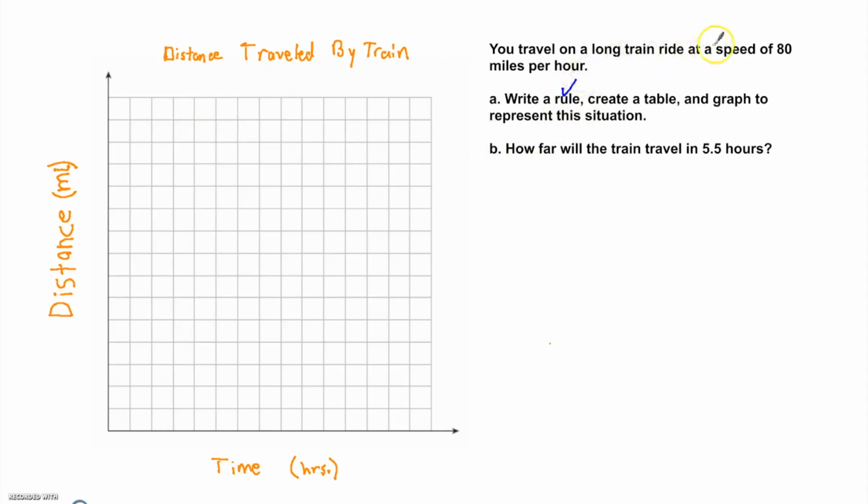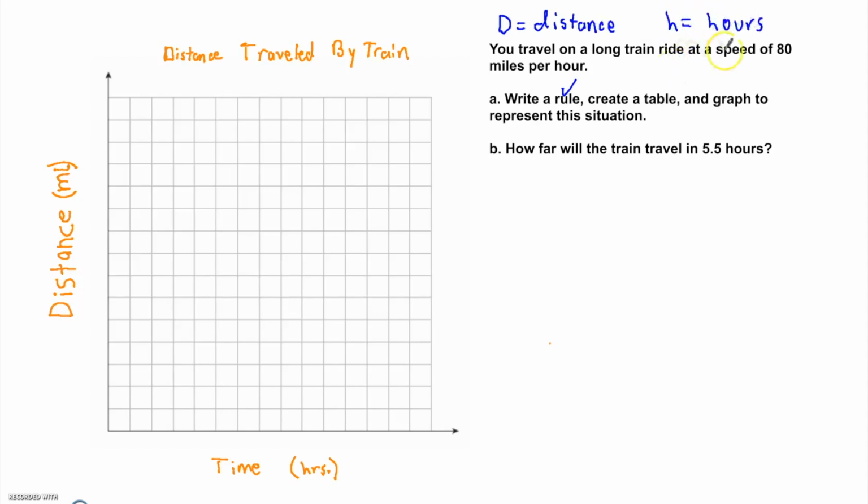Now, if we think about it, if we are traveling at a speed of 80 miles for each hour, let's just define some variables here. I've already given you a little bit of a hint. We have the distance we're going to travel, and that's in miles, and the time we will travel for. So those are our variables. I'll write this up here. Let d equal the distance, and then let h equal the number of hours.